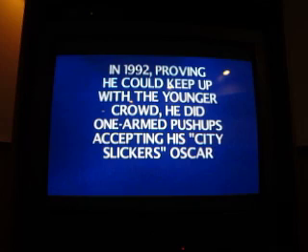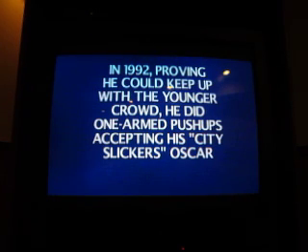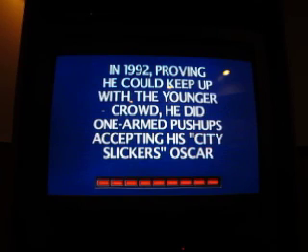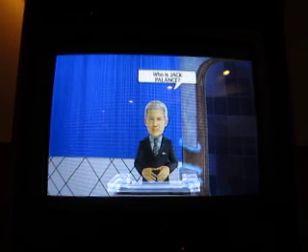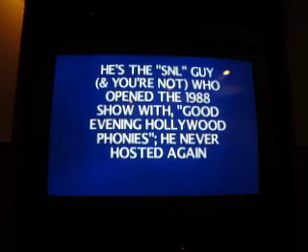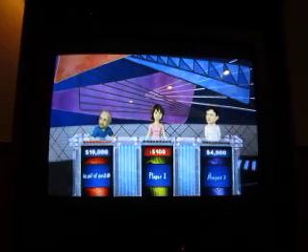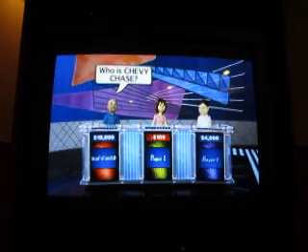Player one. In 1992, proving he could keep up with the younger crowd, he did one-armed push-ups, accepting his City Slickers Oscar. Here's the correct response. Jack Palance. Player one. He's the SNL guy who opened the 1988 show with, "Good evening, Hollywood phonies." He never hosted again. Yes, player one. Who's Chevy Chase? Woo!